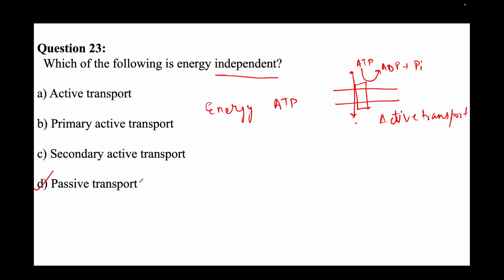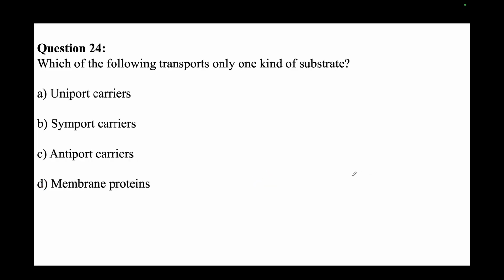For passive transport, all these facilitated diffusion, simple diffusion, they will come under passive transport, where there is a carrier protein, there is no requirement of ATP, no ATP required. Okay, so passive transport. Correct answer is option D.